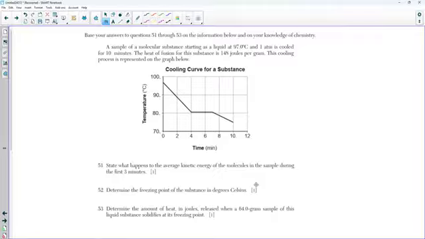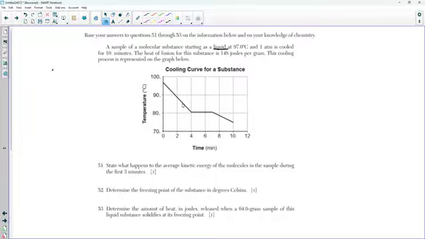It says here, a sample of a molecular substance starting as a liquid at 97 degrees Celsius at 1 atm is cooled for 10 minutes. The heat of fusion for the substance is 148 joules per gram. This cooling process is represented on the graph below.